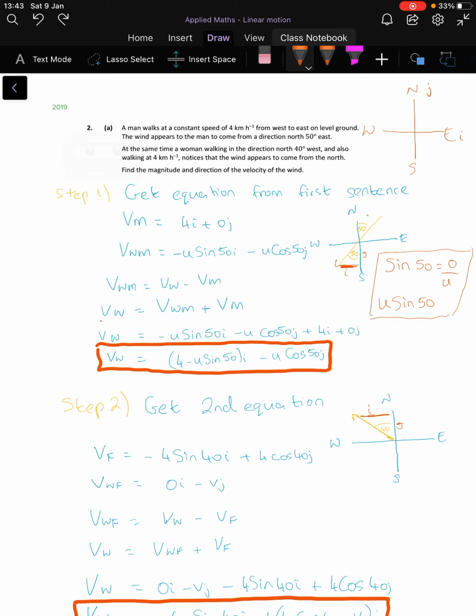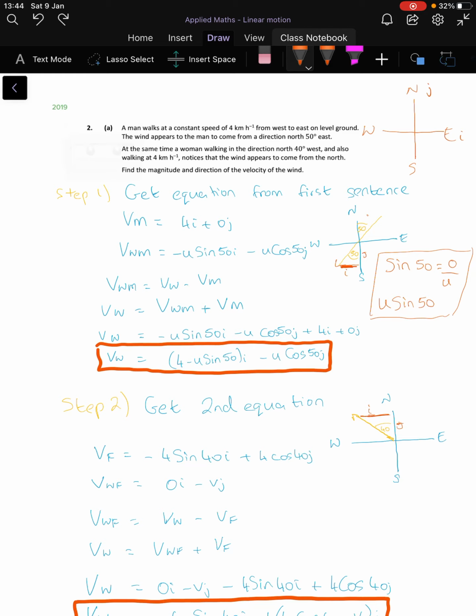And in goes then my different parts to this. I have my velocity of wind relative to the man goes in first, and then plus the velocity of the man. All I do then is I match the i's with the i's and the j's with the j's. So I will have the 4 minus u sine 50 that's coming from this section and this section. And then the j values are the same, but this one here is 0, so it makes no difference at all. It's just the second part of the u cos 50j. So there's my first equation. That's my first section of this done.